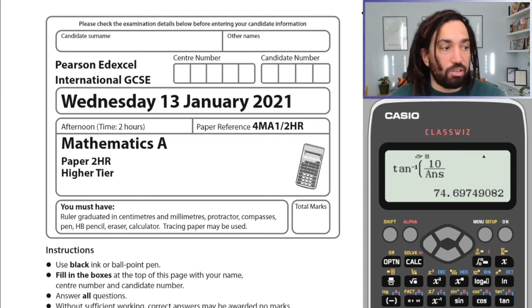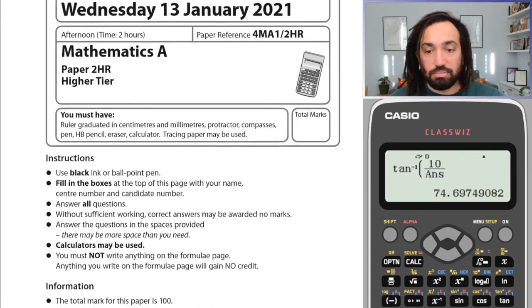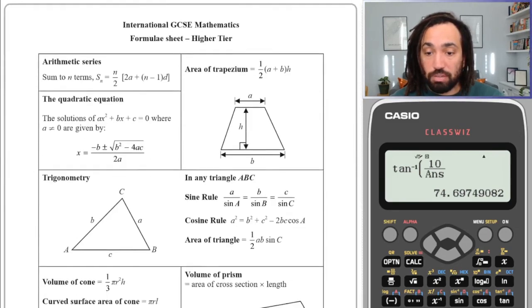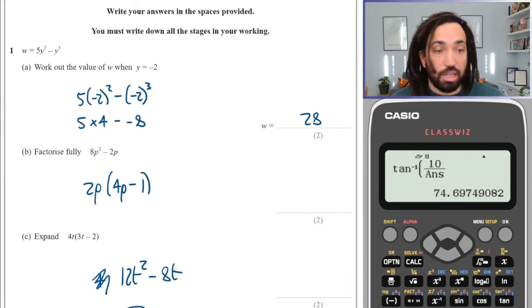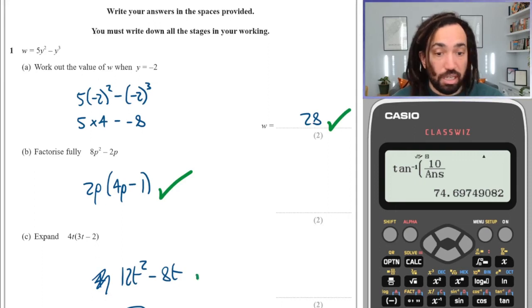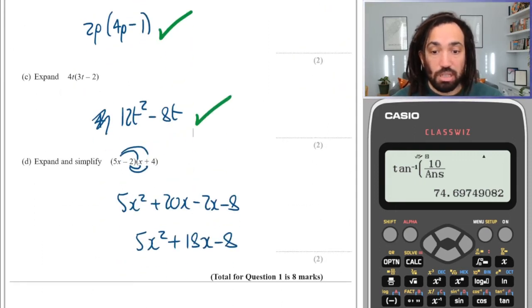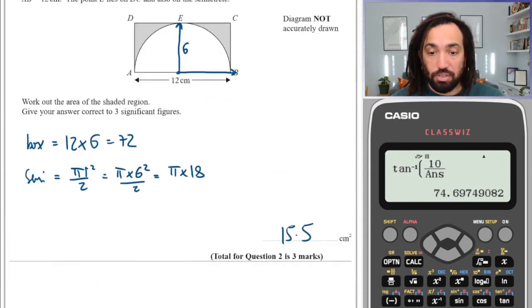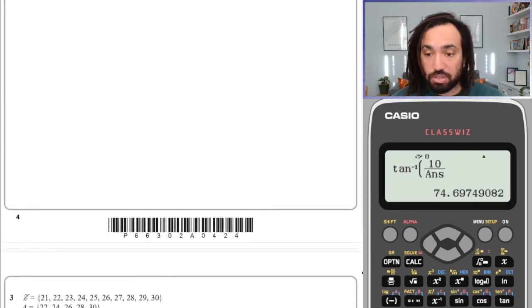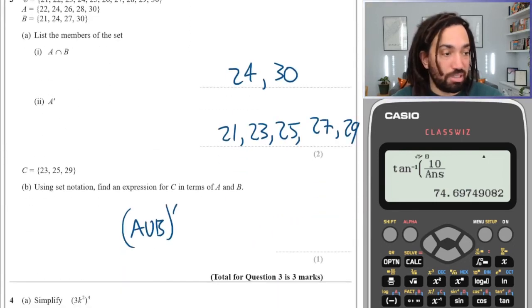Okay, I'm back. I've got the mark scheme over here and I'm nervous. Let's see if we can go perfect. Okay, so 28 is correct. 2p, 4p minus 1 is correct. And that is good as well. And this is good. I've just realised that if you have watched this, there has been a mistake. I bet it's very frustrating, so I apologise if there was one.